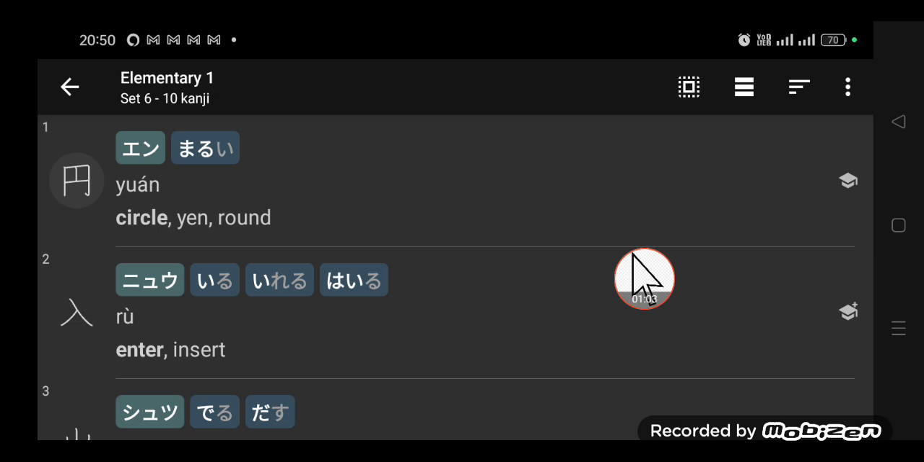So we are now on our still elementary grade 1 level, but set number 6. And for today, I will discuss this kanji character right here. This one, very important in Japanese economy. Okay, so let's start.